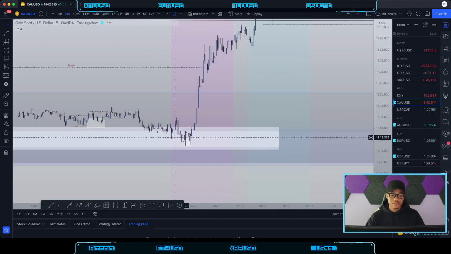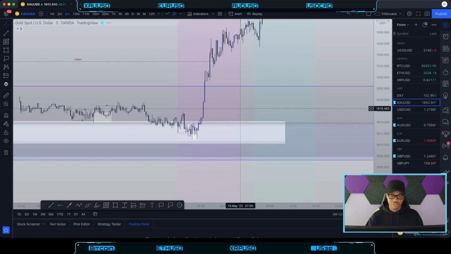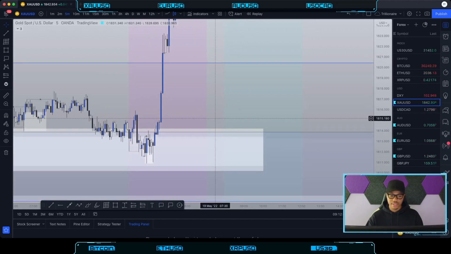So within this region here, during London session, we can see that we have the break to the downside here, right? So we have a break to the downside, beautiful. Price continues to create bearish structure all throughout this region. Let's zoom in just a little bit for you guys.